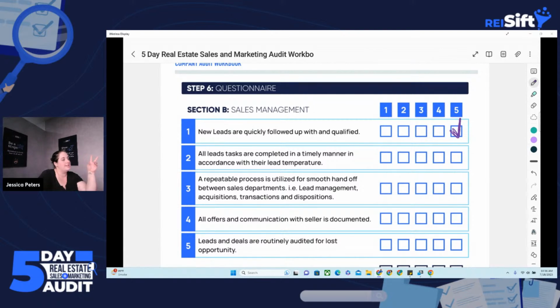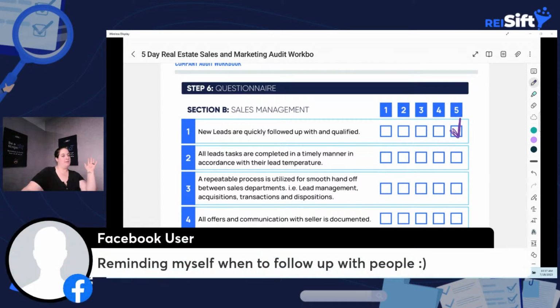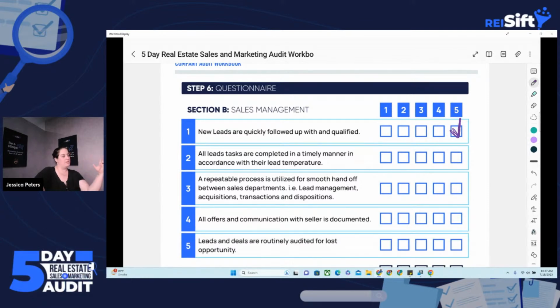All right, all leads and tasks are completed in a timely manner in accordance with their lead temperature. So a couple things here. You have a process in place to determine a lead temperature. So we recommend cold, warm, hot, and that's based on how quickly they want to sell. And then you want to handle them appropriately for that lead temperature. I'm going to be calling a hot lead a lot more frequently than I call a cold lead. But in either case, you have a process in place to be able to follow up with them in a timely manner. Because earlier, one of the Facebook users mentioned that they need help reminding themselves when to follow up, I'm going to use that to judge that at least one person needs to work on this a little bit. So I'm going to give us a 2 on this one.